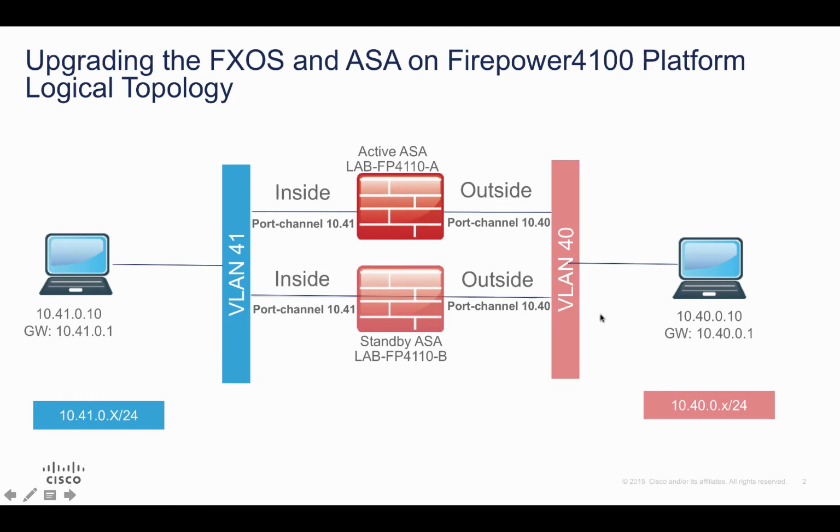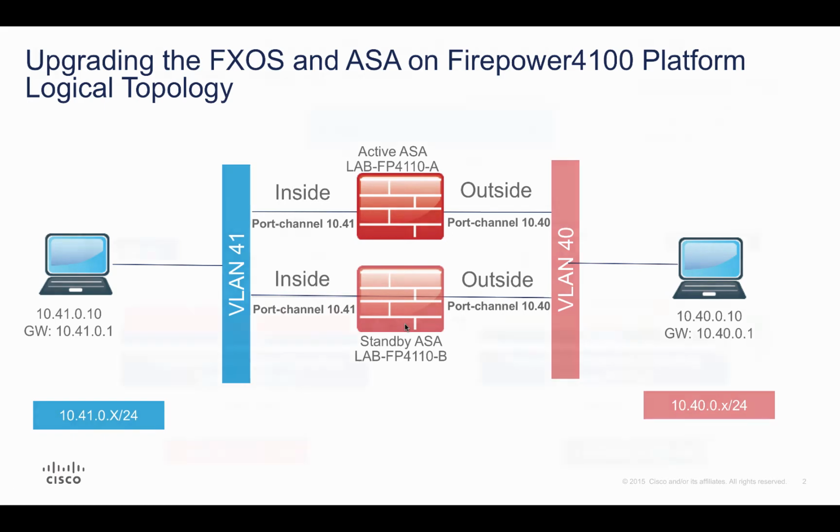So here I have two hosts on either side of this ASA. I'll start the ping from inside host to outside host before starting the upgrade. This is to show you that the traffic which is going through the active ASA in the HA mode will not get disturbed during the upgrade process, because we always upgrade the standby unit.